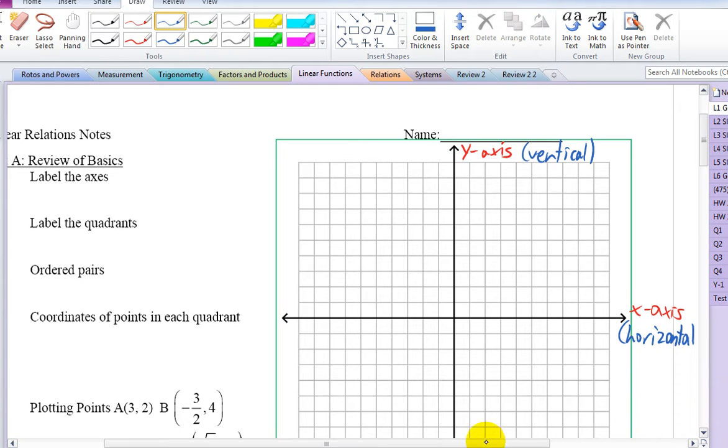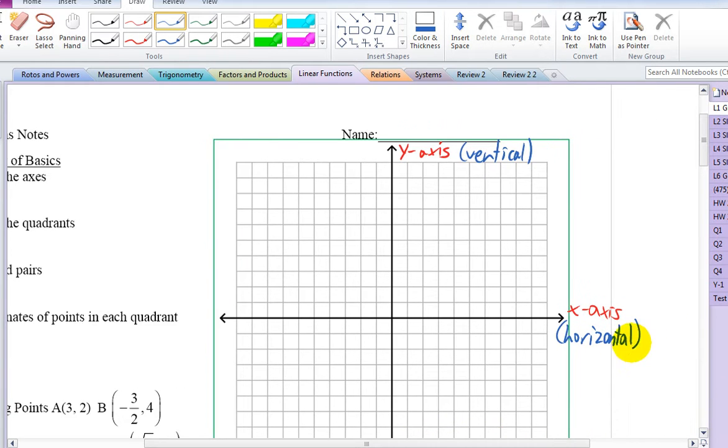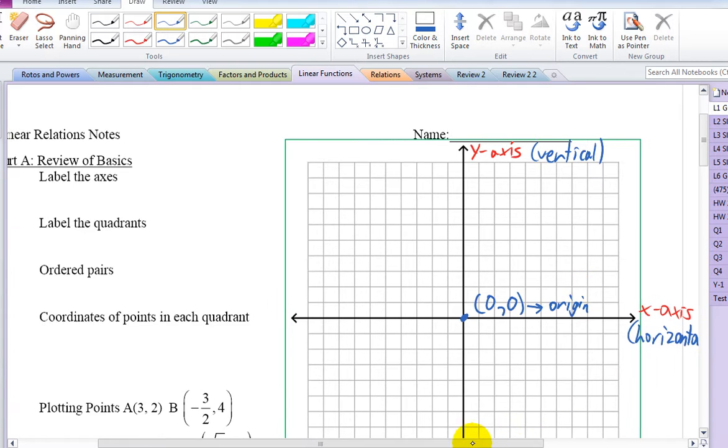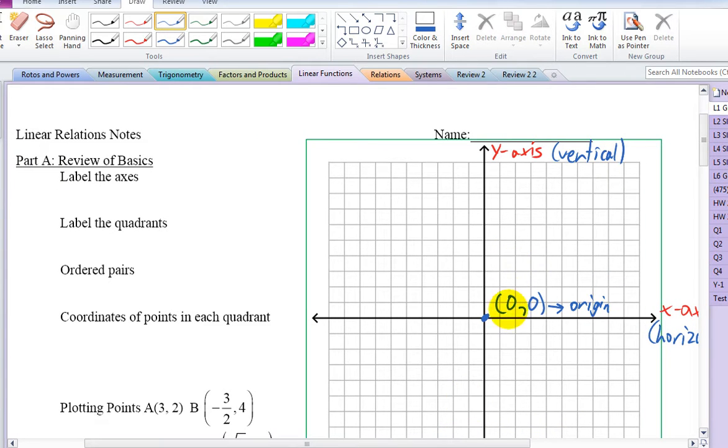Okay, so vertical and horizontal axes. It's like there's two number lines that cross. Right at the middle where they cross, we have 0 for our x value and 0 for our y value. We call this the origin, O-R-I-G-I-N, origin.